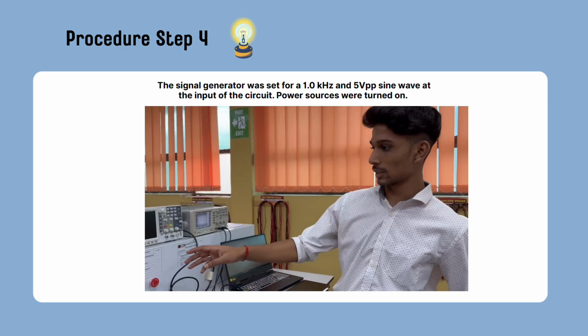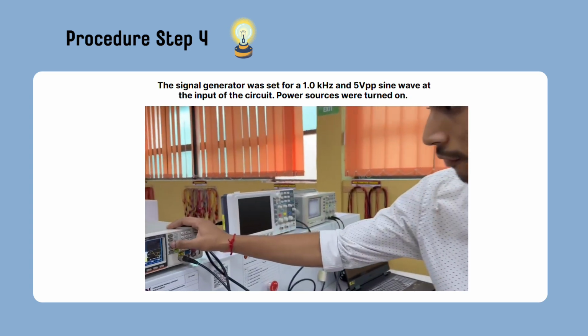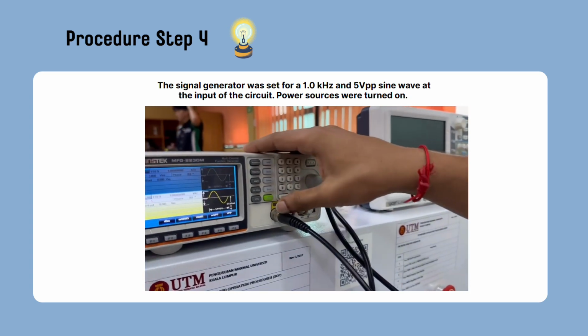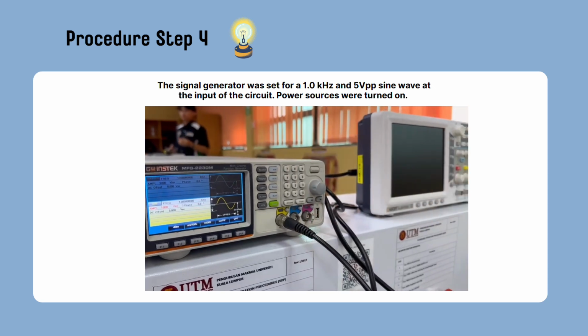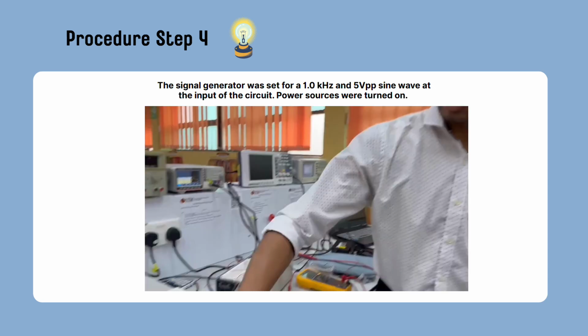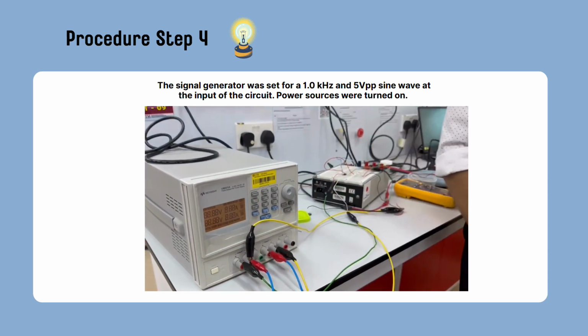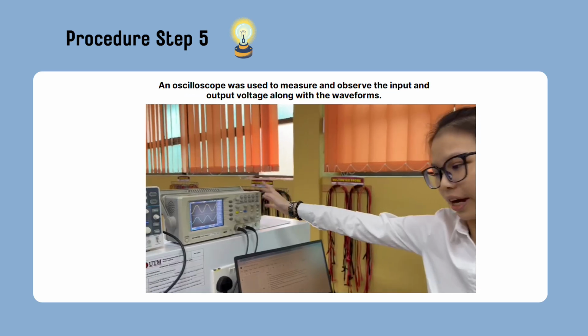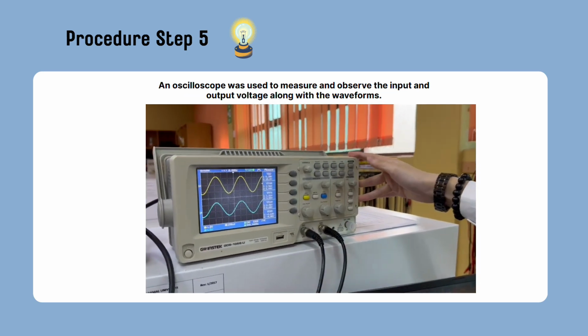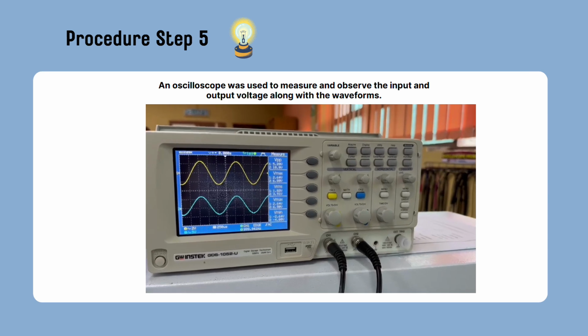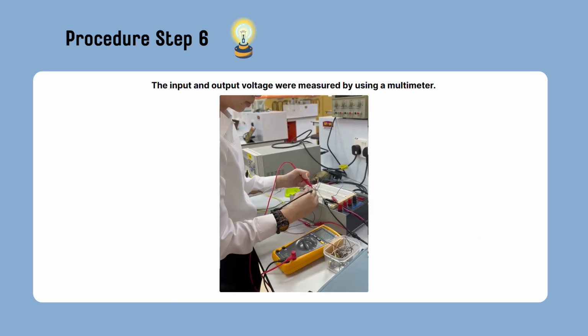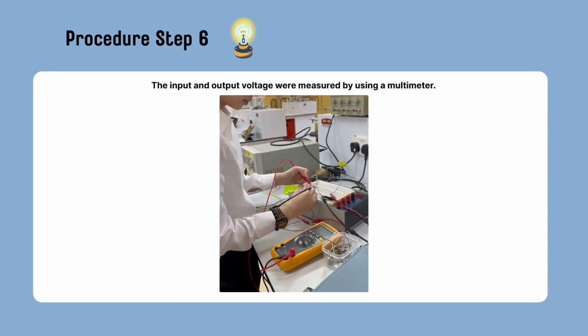The signal generator was set to 1 kHz and 5 volt peak to peak at the input of the circuit. Those were turned on. An oscilloscope was used to measure and observe the input and output voltage along with the waveform. The input and output voltage were also measured using a multimeter.